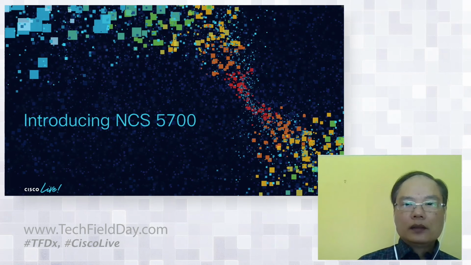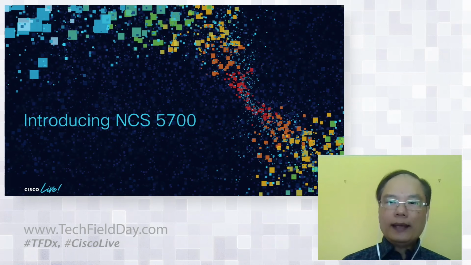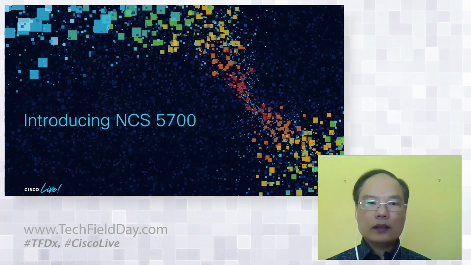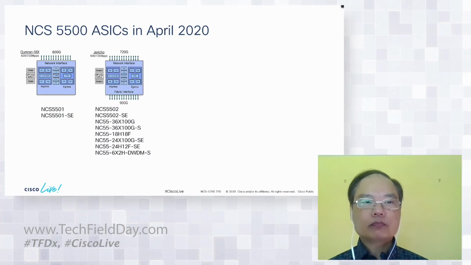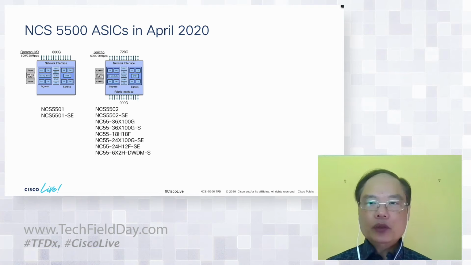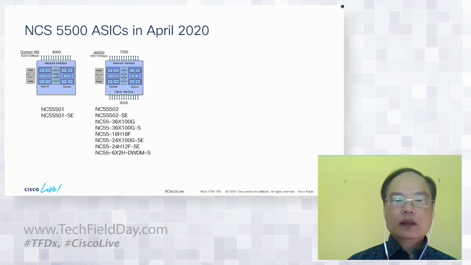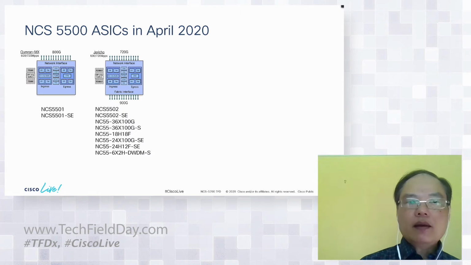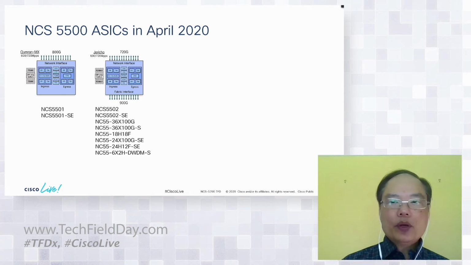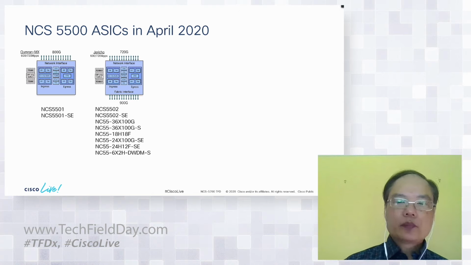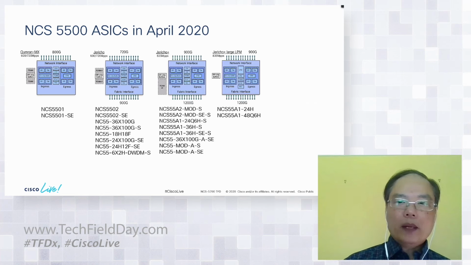Right. We will now introduce the 2 new NCS 5700 line cards into the NCS 5500 family. A brief history on the NPU used in NCS 5500. The earliest fixed chassis and line cards are based on the Qumran MX and Jericho. And then we have many more fixed chassis and line cards based on Jericho Plus and a large LPM version of Jericho Plus.